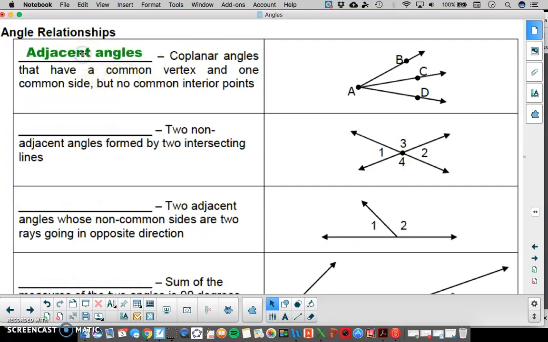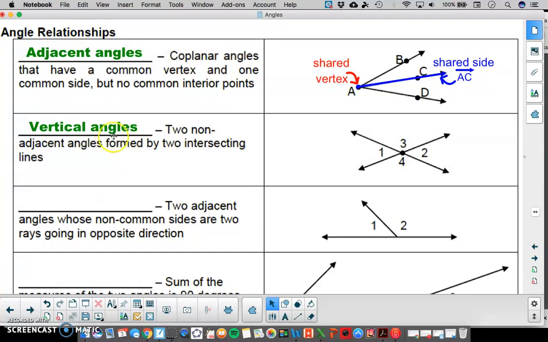First is adjacent angles. These are coplanar angles that have a common vertex and one common side, but no common interior points. So we see angles BAC and CAD here that share a vertex, vertex A, so point A, and they also share a side. Ray AC is shared by both of them. So we would say angle BAC and angle CAD are adjacent.